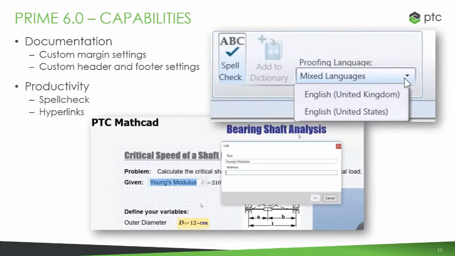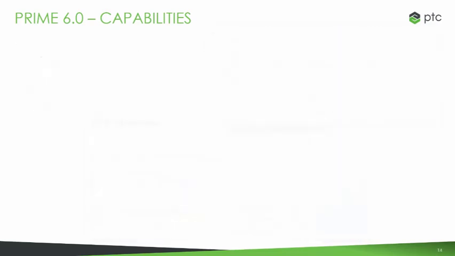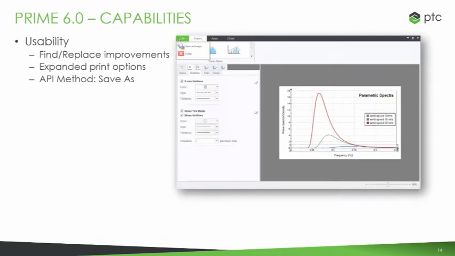Right, productivity was another area that was the focus with Mathcad Prime 6.0. The ability to spell check has been improved, including the ability to change the proofing language to whatever happens to be necessary at that time. We also now have the ability to provide hyperlinks in our calculations and our documentation. So if we wanted to link to a website for a part of our description, well, we now have the ability with Prime 6.0.